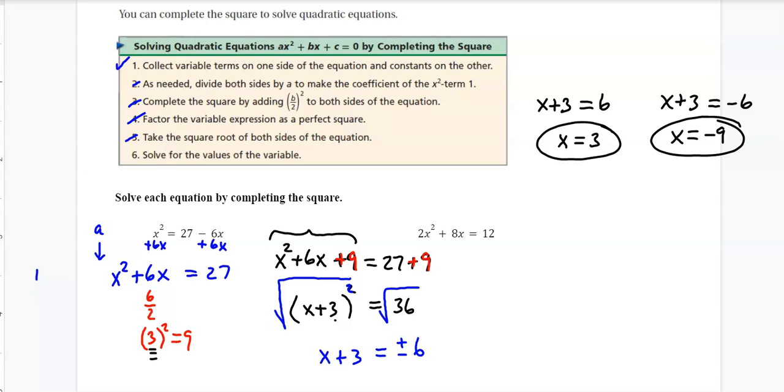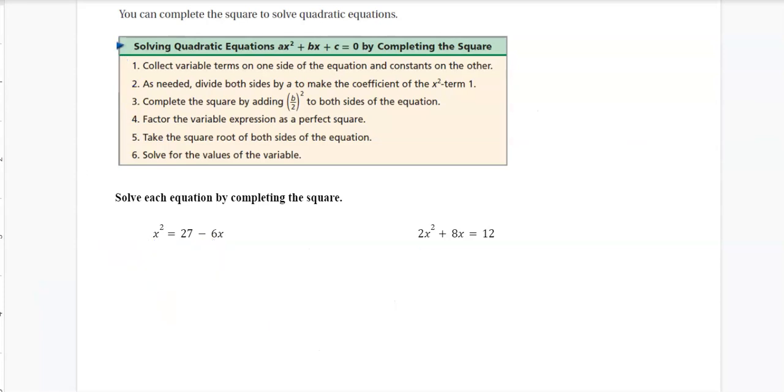All right, so let's try another one. We'll try this 2x squared one. This one's going to be a little bit trickier, so I'll try to write this out in order with steps. Step 1, collect all the variable terms on one side. This is already done. When I look at this problem, I have the x squared, I have the x. The constant is over on the right. So step 1 is done.